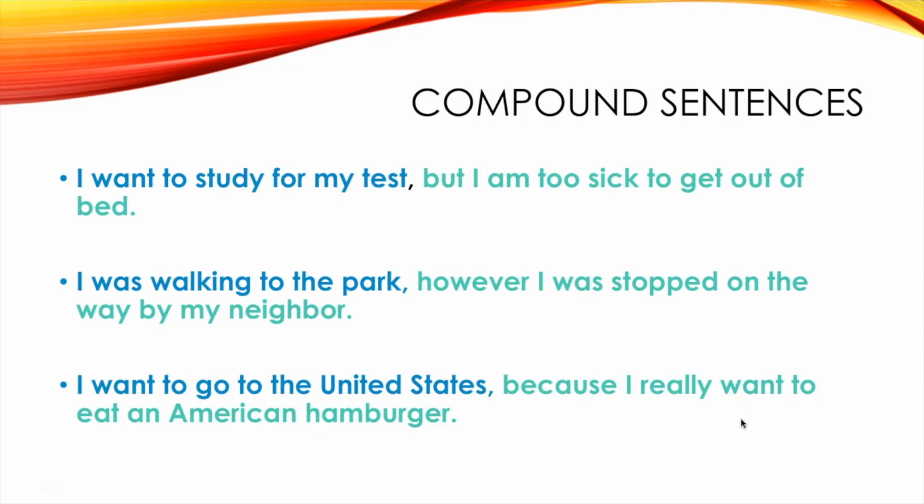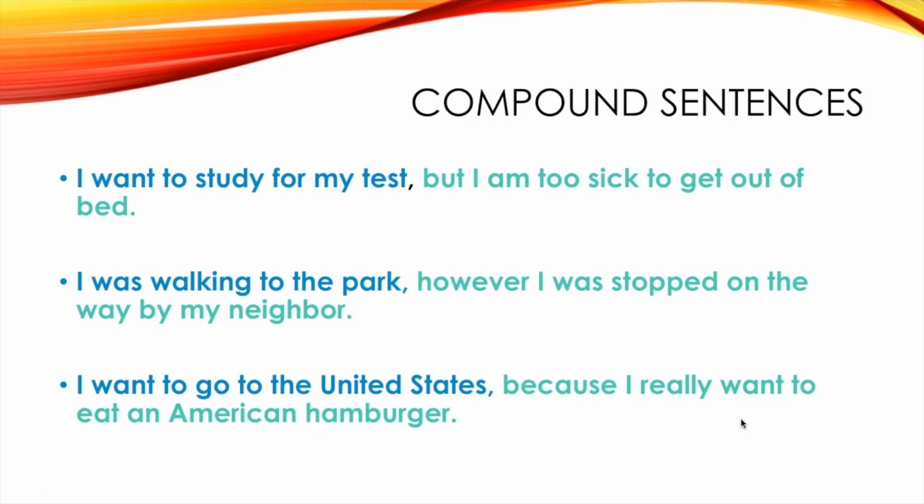And you could also say, I am too sick to get out of bed today. That is also a simple sentence. So combining those with the conjunction but, we have a compound sentence. So again, I was walking to the park. However, I was stopped on the way by my neighbor. So again, a compound sentence.